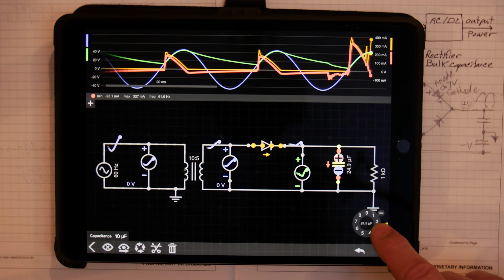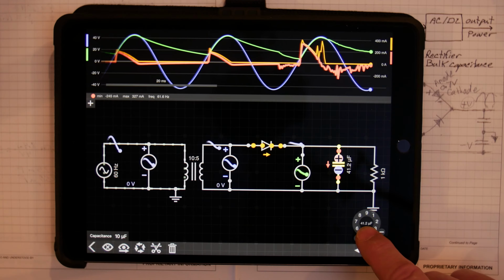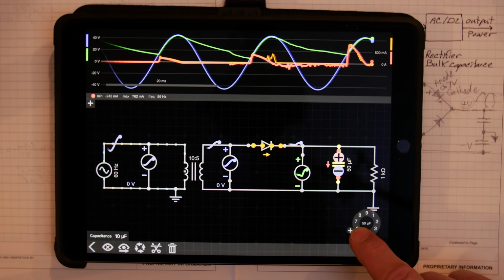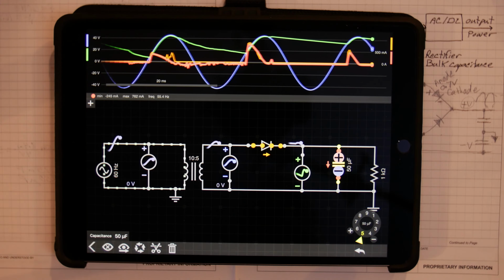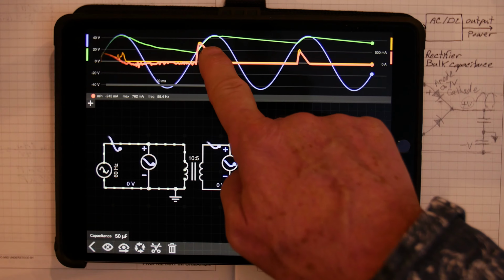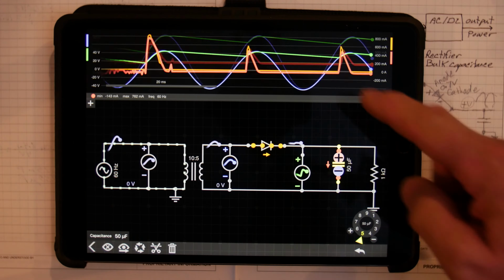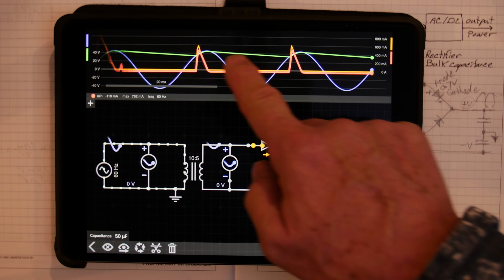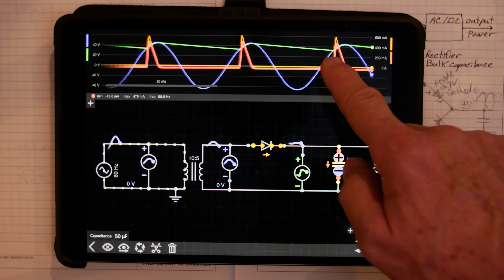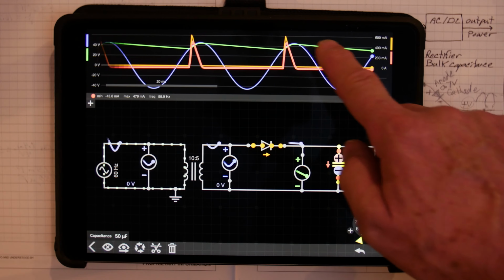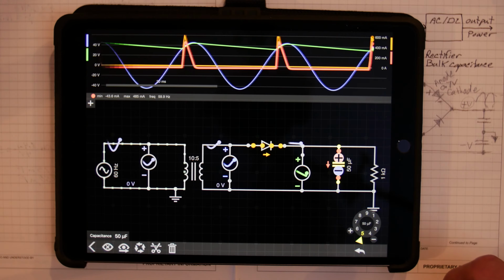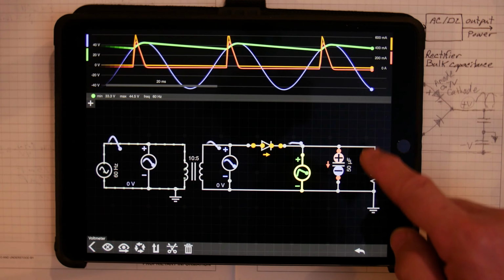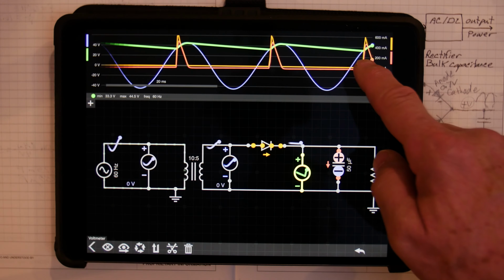Let's go to 50 microfarads. Okay. So now the cap's pretty big. What's happening though is our green waveform, our voltage out here, is starting to look better. Much less ripple. See, that's much less ripple.